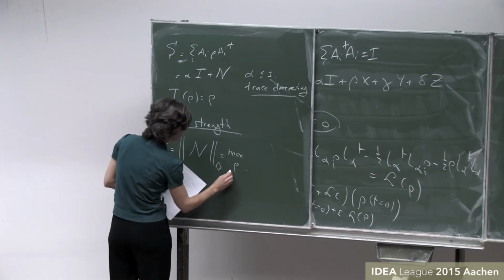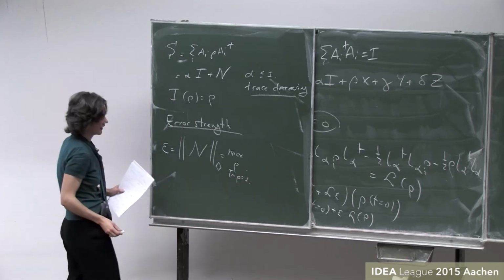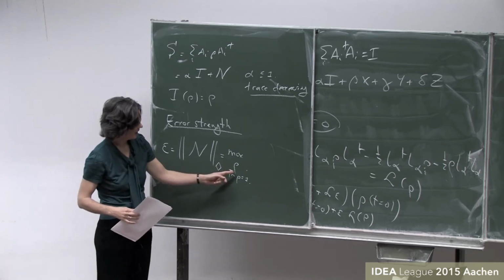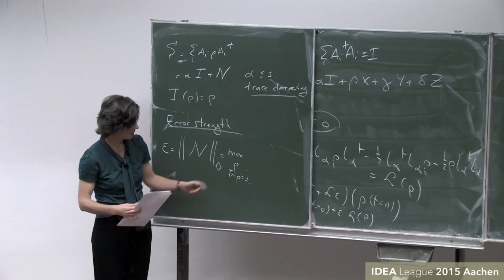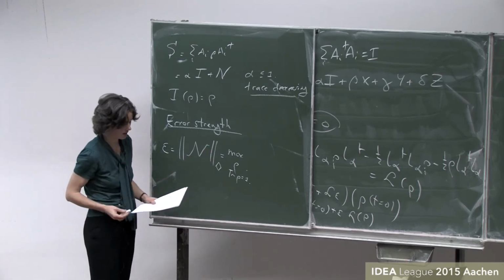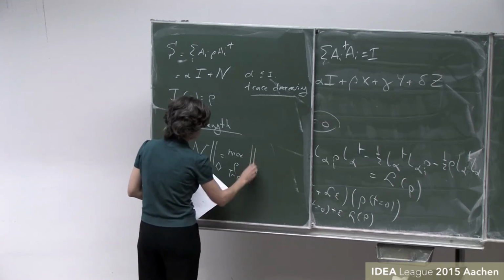In practice, of course, this may be hard to evaluate. This norm is something where I'm taking the maximum over all density matrices, and I'm applying this noisy operation on them.